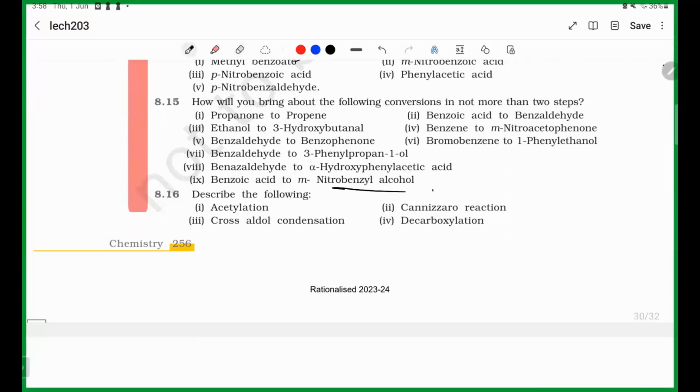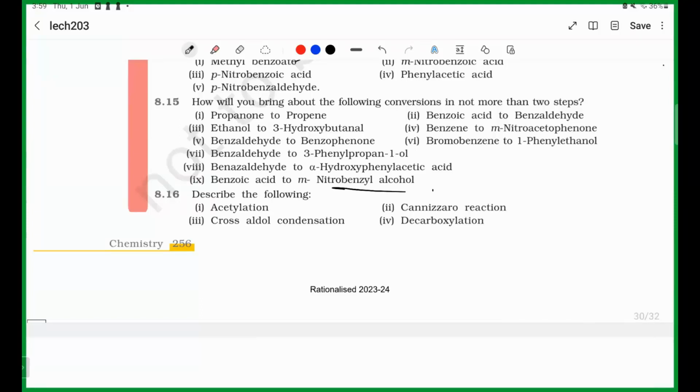Then you have the Cannizzaro reaction. The Cannizzaro reaction is the reaction that aldehydes undergo when they don't have an active alpha hydrogen atom. When they're treated with a base, what happens is that they undergo disproportionation, which is self-oxidation and self-reduction. One molecule is oxidized to an acid and the other one is reduced to an alcohol. So this is called the Cannizzaro reaction.